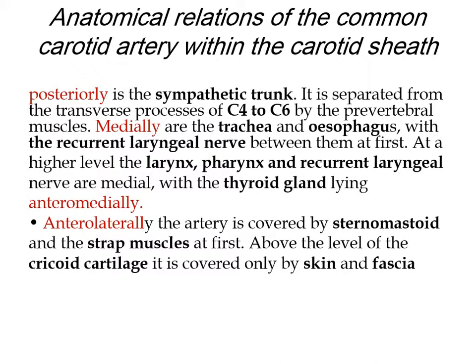Anatomical relations of the common carotid artery: posteriorly, there is the sympathetic trunk, and medially there are the trachea and esophagus with the recurrent laryngeal nerve. At the higher level, there are the larynx and pharynx and the recurrent laryngeal nerve. Medial to it is the thyroid gland. Anteriorly, it is covered by the sternomastoid muscle and strap muscles. Above the level of the cricoid cartilage, it is covered by the skin and fascia. This is the common carotid artery.